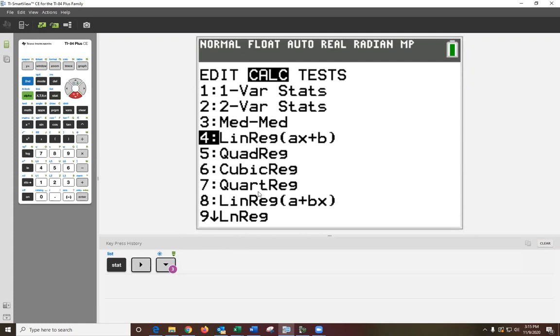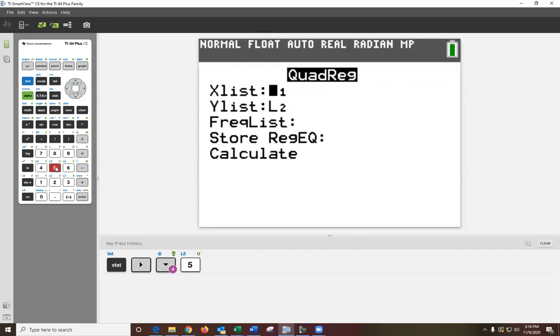But we've got all these other choices down here. We could find the logarithm that best matches, or the quartic polynomial, or cubic, or quadratic, or whatever. We don't really need to go through everything, but let's just go through quadratic and cubic. So if I select quadratic, then it looks just like the linear regression.